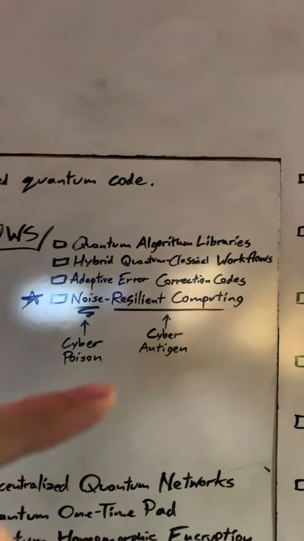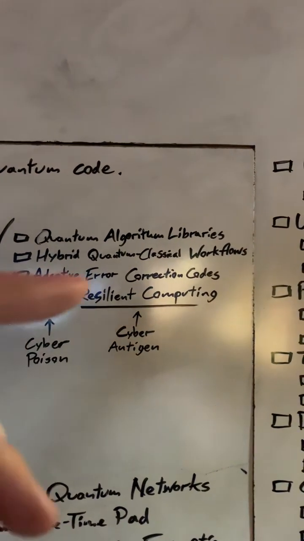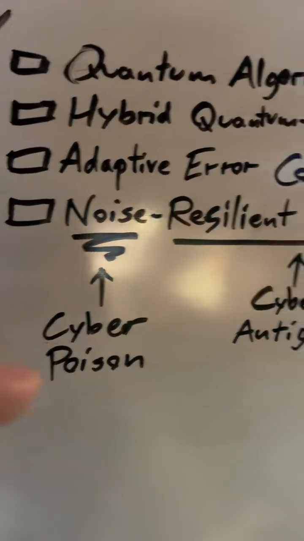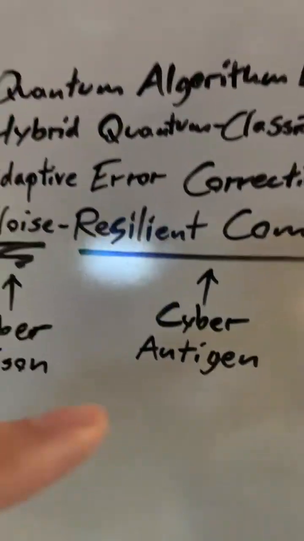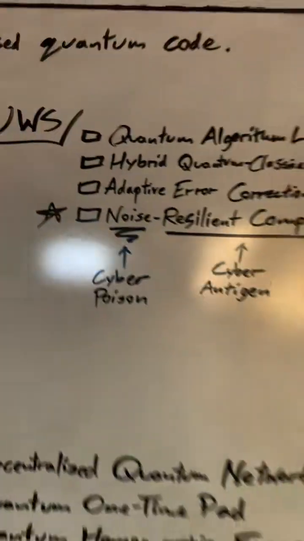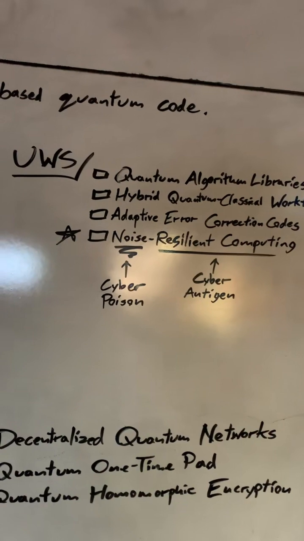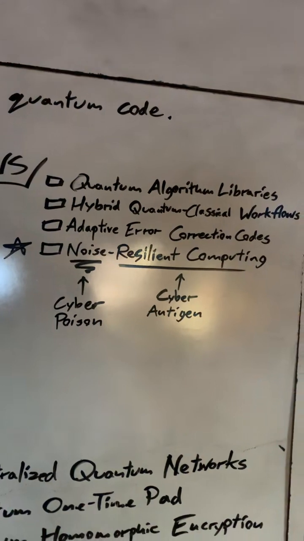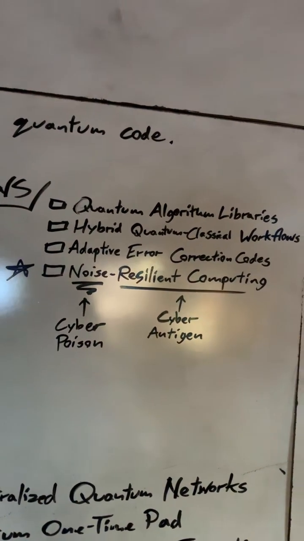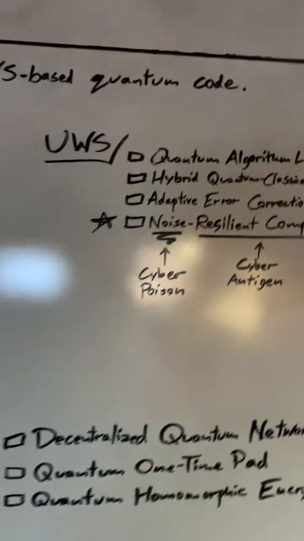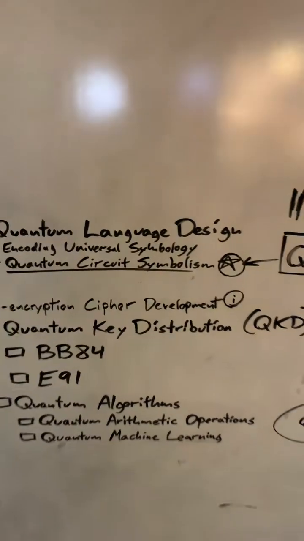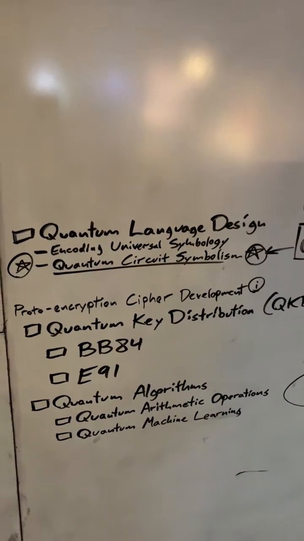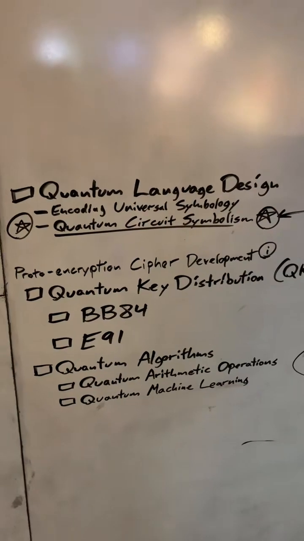Here's another thing. It's noise resistant computing and adaptive error correcting codes. And so I'm coining this new term, cyber poison and cyber antigen, which is going to be this new abstract addition to how we protect our computer systems in the future, because we need to be able to deal with misinformation, authentic misinformation, and purify our computer systems with that. So here I'm just kind of looking at some quantum distribution systems, just listing them as I research them.